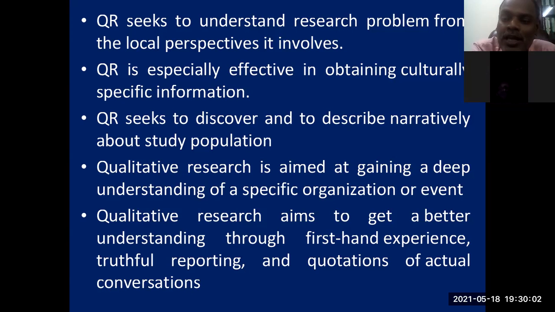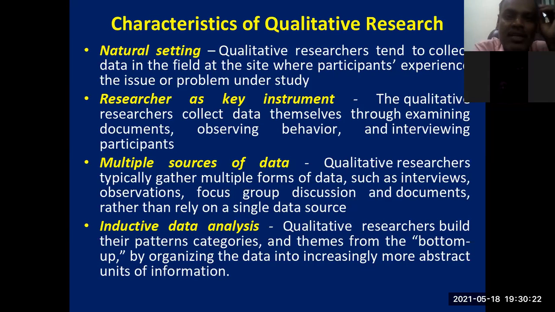Then you are reporting the information you collected in the same language. So the quotations are the actual wordings used by the local people, and the same conversation is going to be taken up in your reporting style. So these are the key characteristics or qualities of qualitative studies.